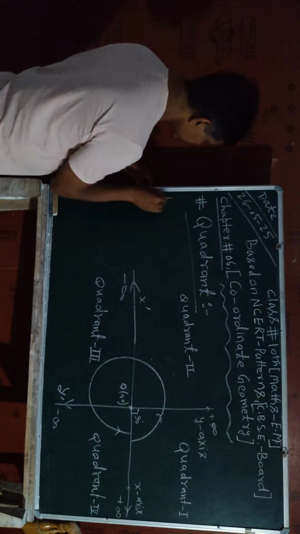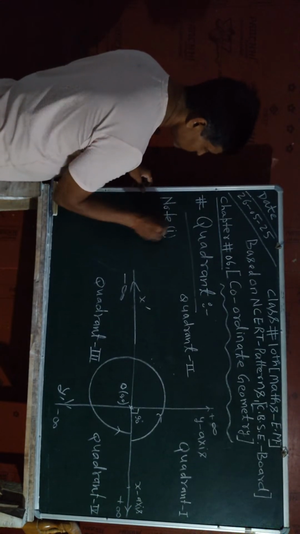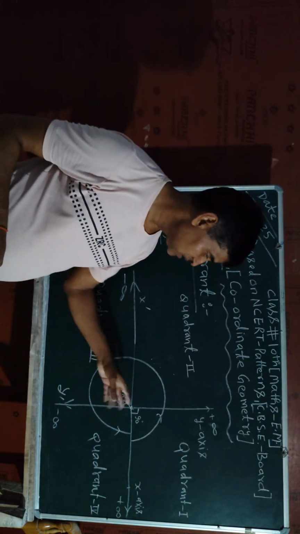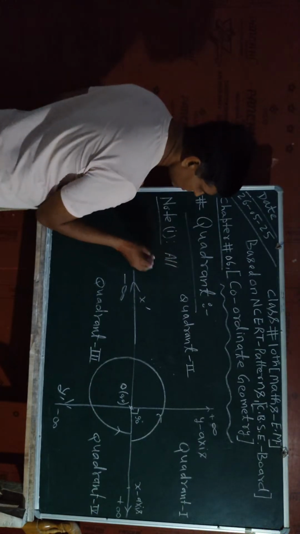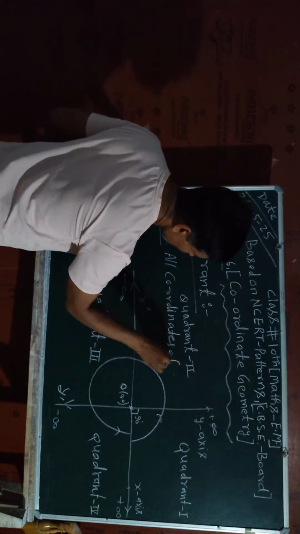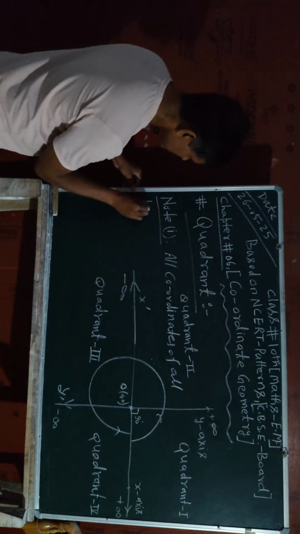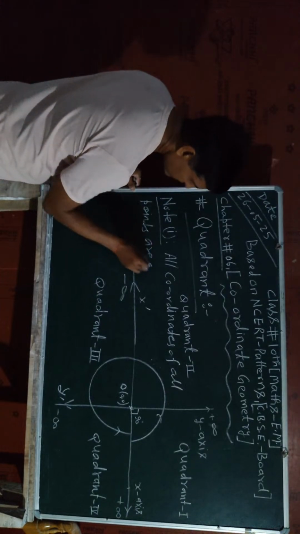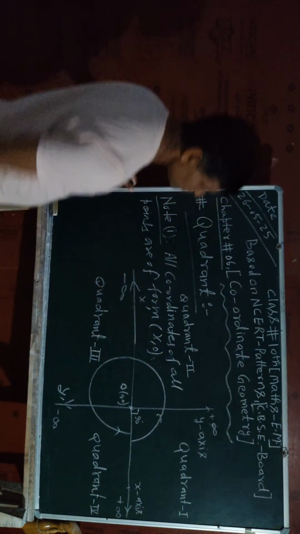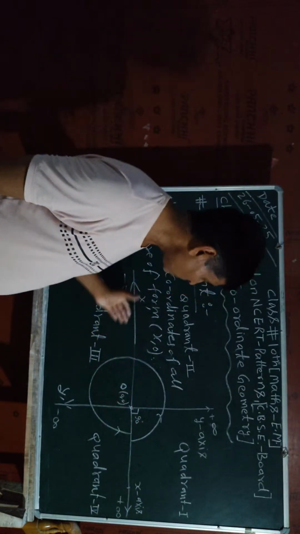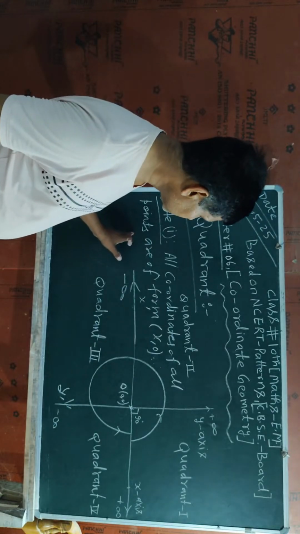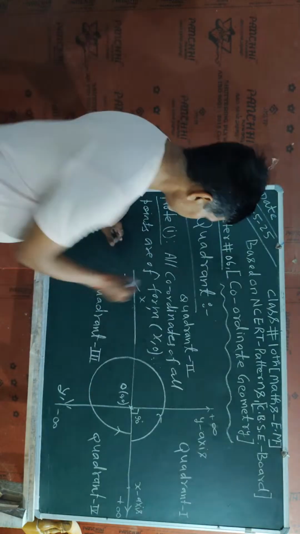So the first note point, which is a very important point, and the student has to remember it: all coordinates of all points on the x-axis are of the form (x, 0). This is the important information.